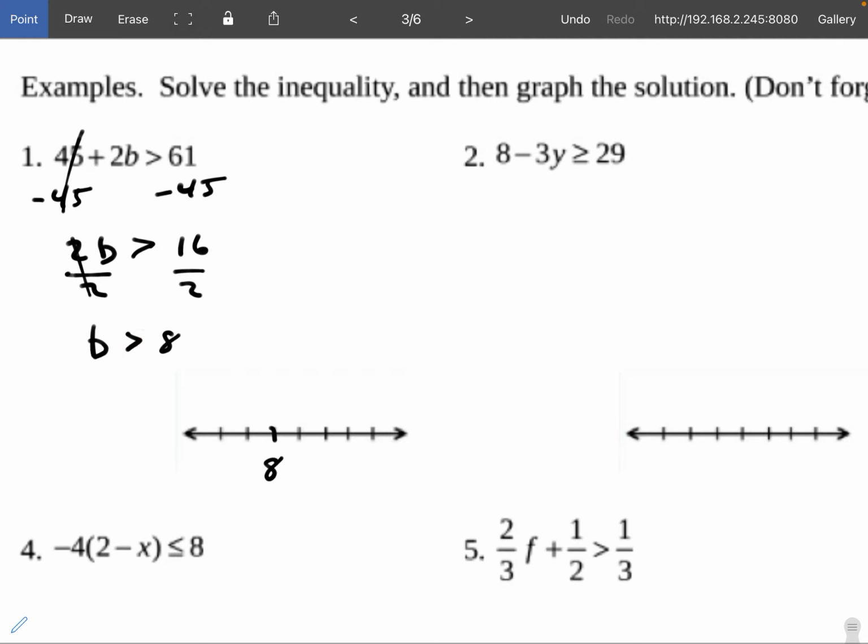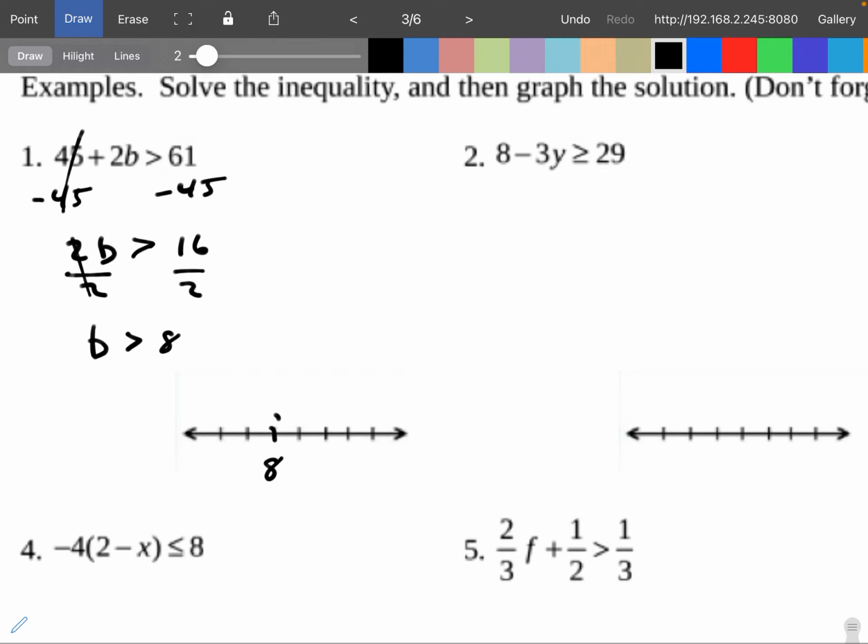All right, now we need to graph this, so we're going to put 8 on our number line. And then, is this going to be an open or closed dot? Yeah, there's no equal to bar, so it's open. So we have an open dot at 8. Shaded which way? Right, good. There you go, so there's the first one.